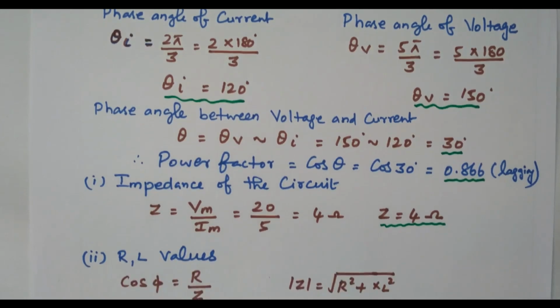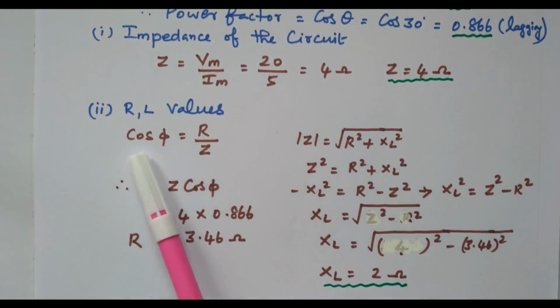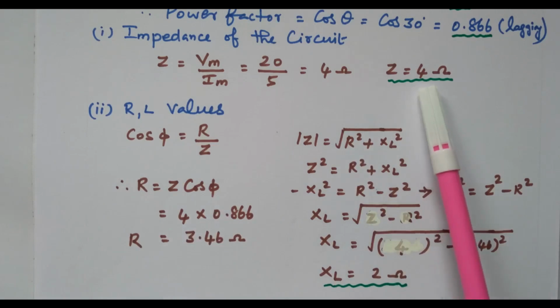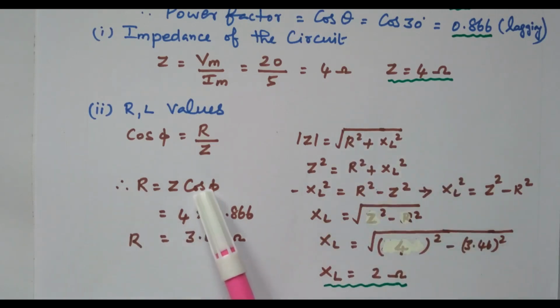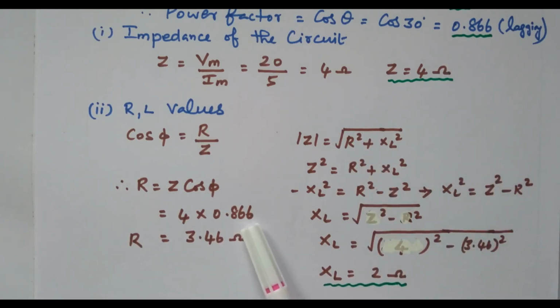Now we can calculate the R and L values. One more formula is available for power factor: cos phi equal to R divided by Z. From the phasor diagram this formula is available. Cross multiplying, R equal to Z cos phi. The Z we calculated is 4 ohm, and the power factor we also calculated, 0.866. By multiplying these, we get R equal to 3.46 ohm. So the R value is calculated.